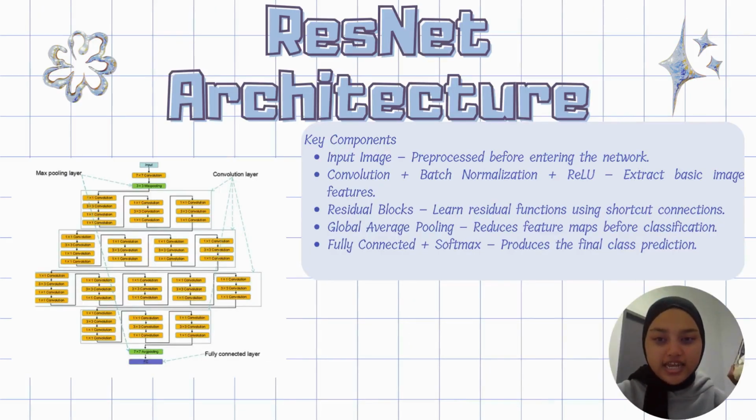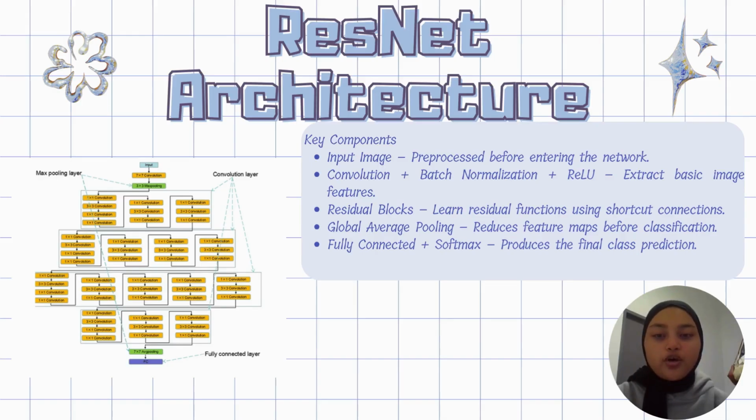Next is the ResNet architecture. First, the input image is pre-processed before entering the network. Then, the image passes through several convolutional layers where important features like edges, textures, and shapes are extracted. After each convolution, batch normalization and ReLU are applied to make training more stable and efficient.